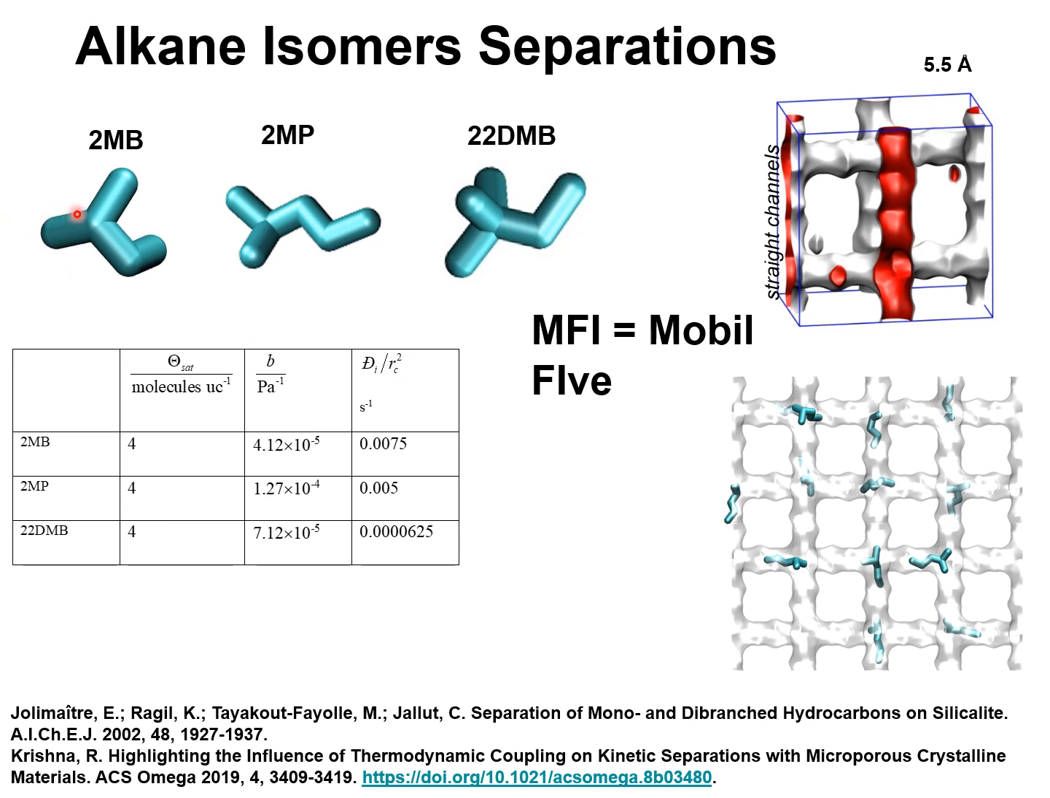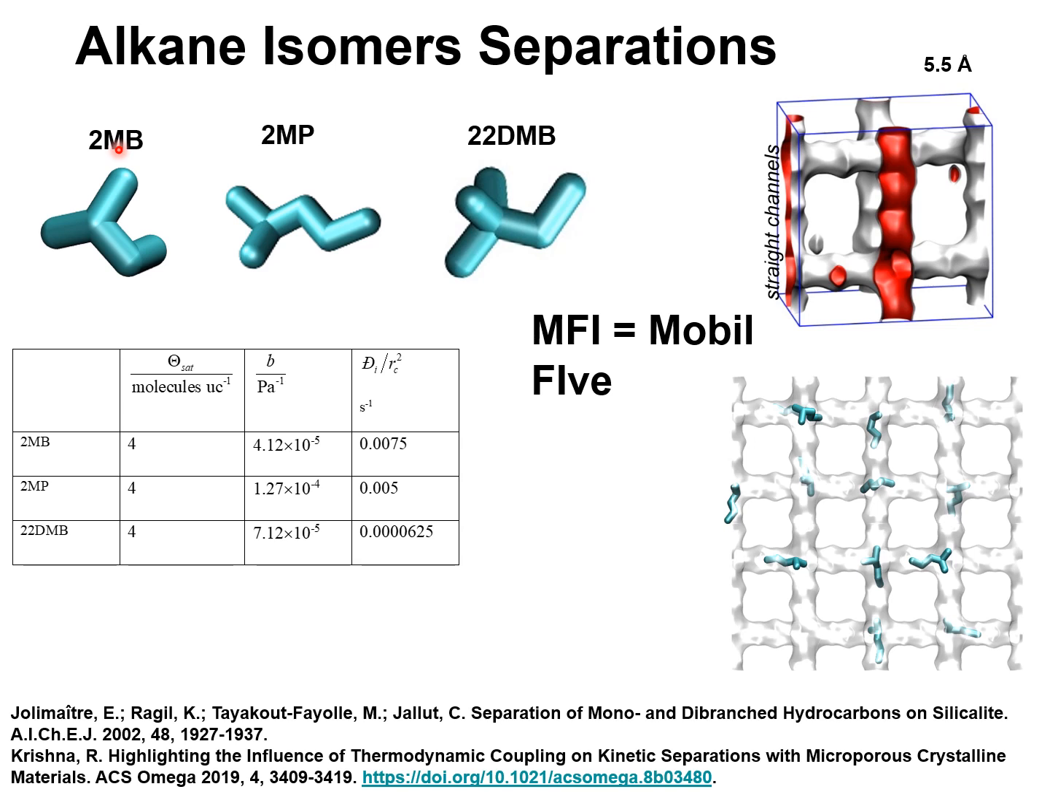The branched isomers of alkanes, say 2-methylbutane, 2-methylpentane, and 2,2-dimethylbutane, all the branched isomers prefer to locate at the intersection sites where it has more leg room. This is shown by the computational snapshots here. There are 4 intersection sites per unit cell, and the saturation capacities of the unary isotherms for these 3 isomers are all 4 molecules per unit cell.